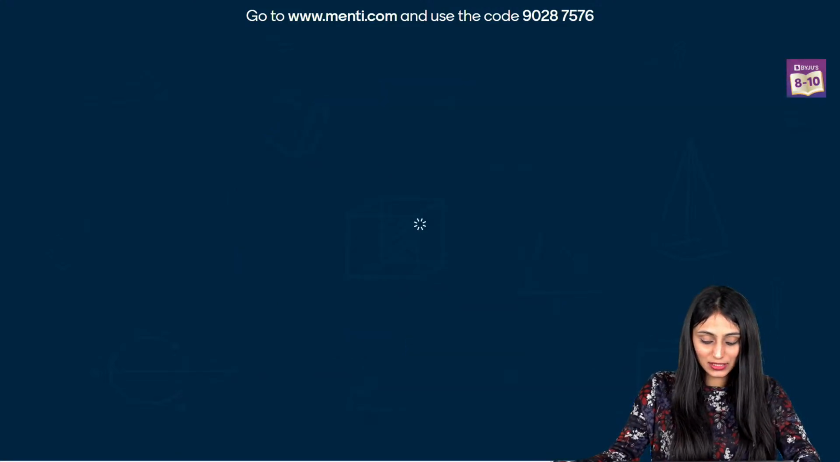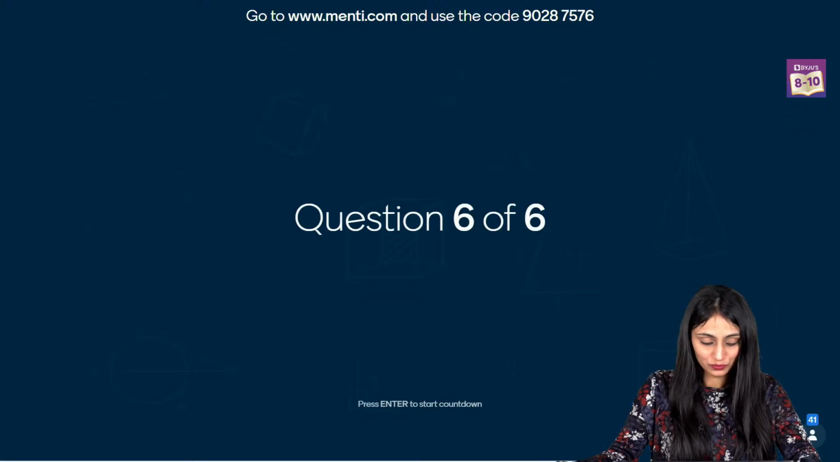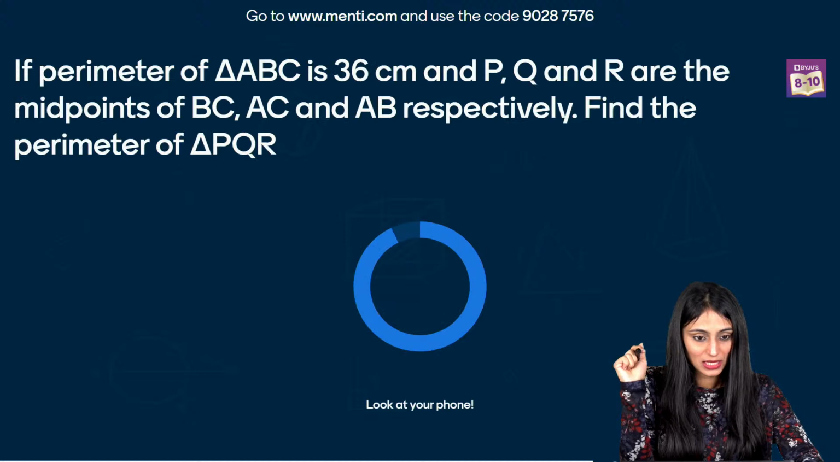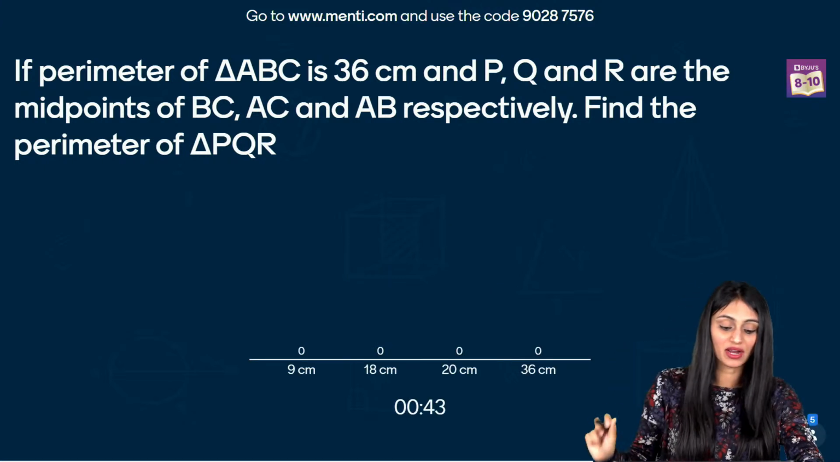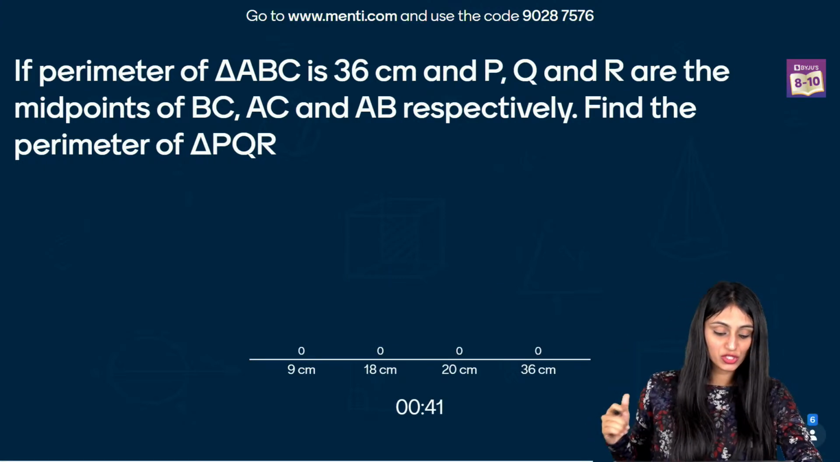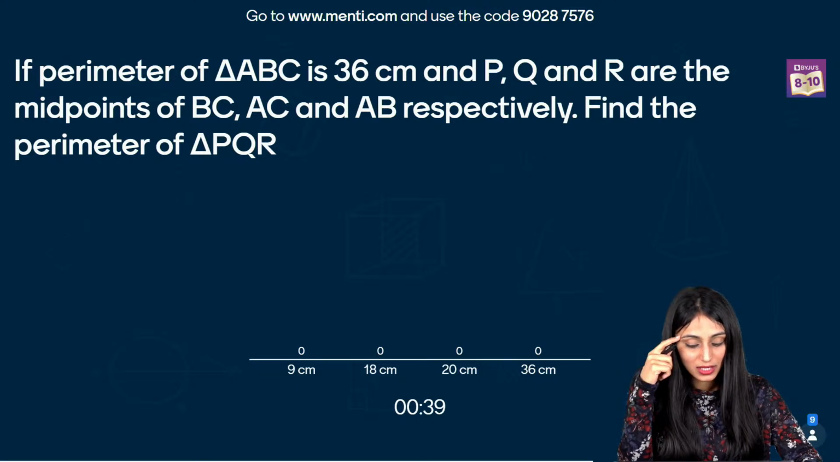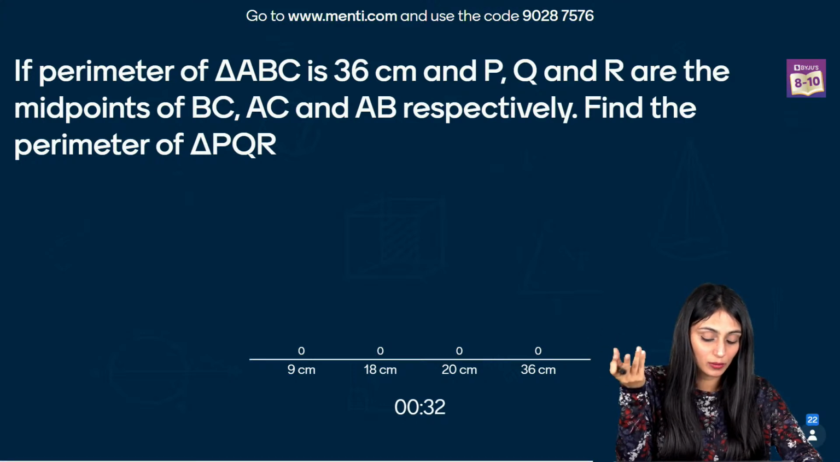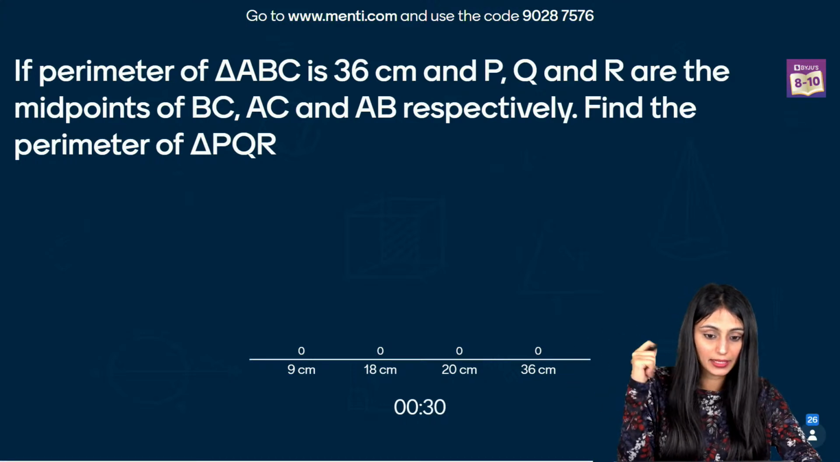Let's take a look at question number 6 now. If the perimeter of triangle ABC is 36 centimeter and P, Q, R are the midpoints of BC, AC and AB respectively, find the perimeter of PQR. 4 options you have, quickly answer this. Somebody just asked, Ayush Biswas, square is a rectangle. Yes, you can call a square a rectangle, but you cannot call a rectangle a square, right?